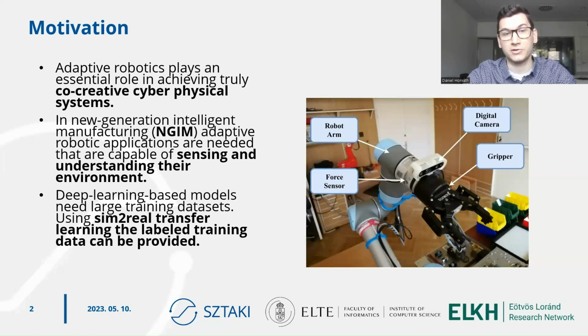And our idea is to generate this data synthetically from a simulation and make it work in real life. Obviously, if we don't do anything, then it's not going to work. But our aim is to use domain randomization and other types of transfer learning to make it work in real life.